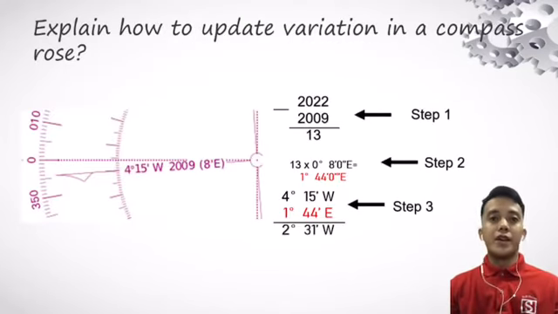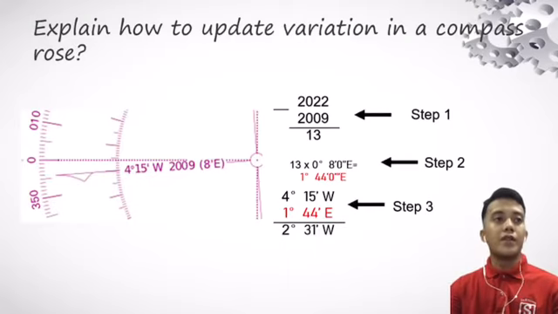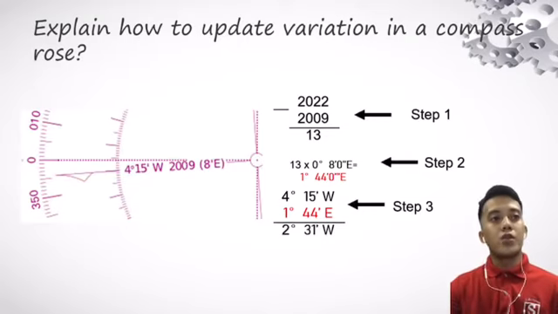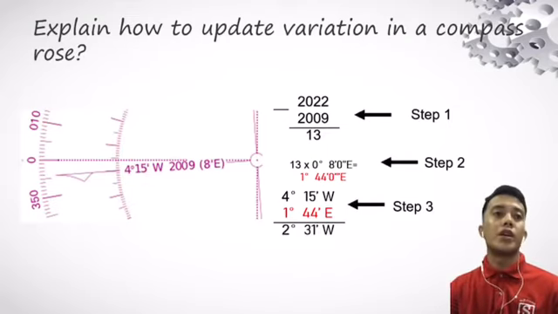And the last one is, explain how to update variation in a compass rose. So in the example, we have to update the 2009 compass rose. So subtract 2009 from the current year 2022, so we get 13.